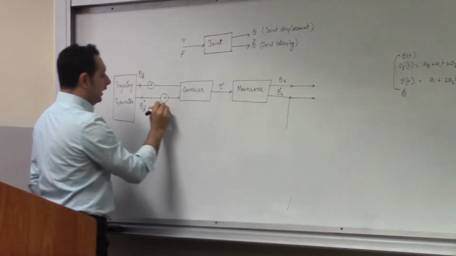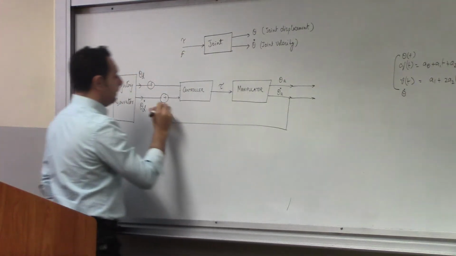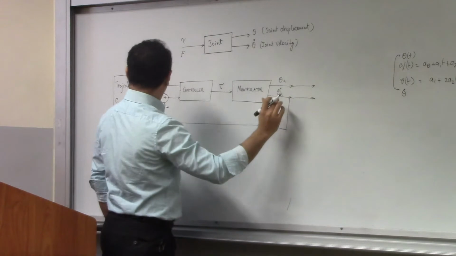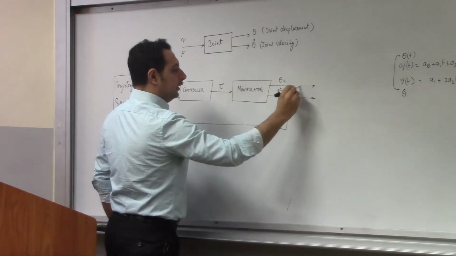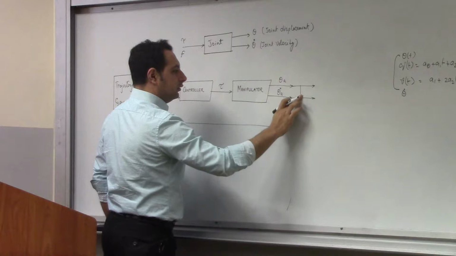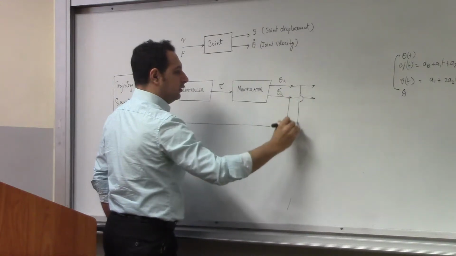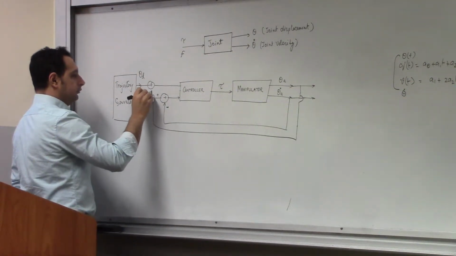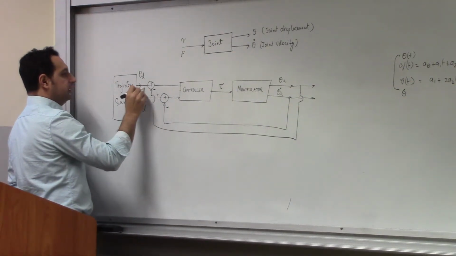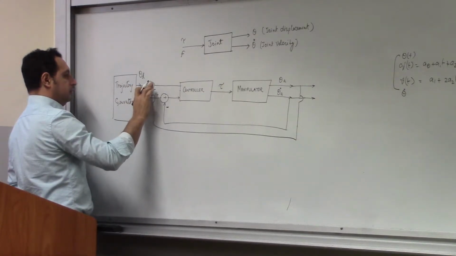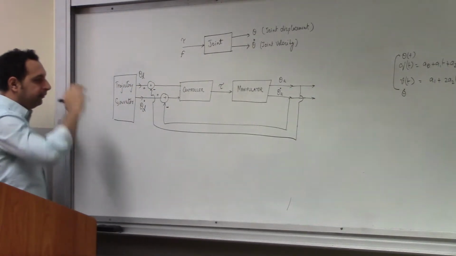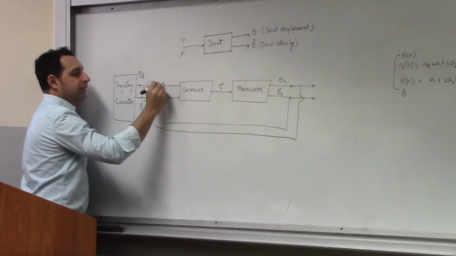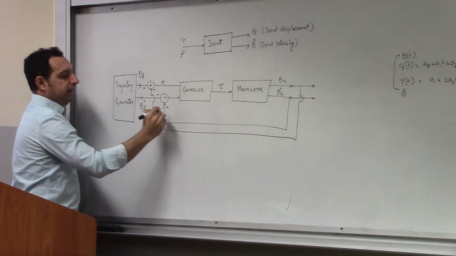So here we'll take a negative feedback. This is minus, this is plus, same thing. We'll take this from here. This is minus and this is plus. So what you have here is a value called E, which is the error, and this is E dot.